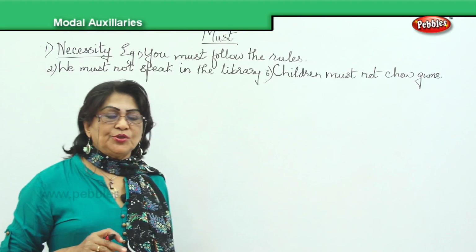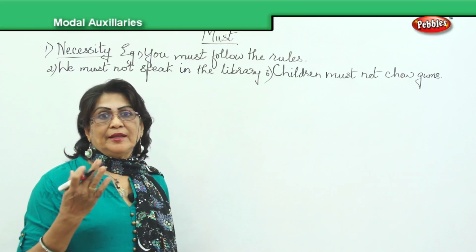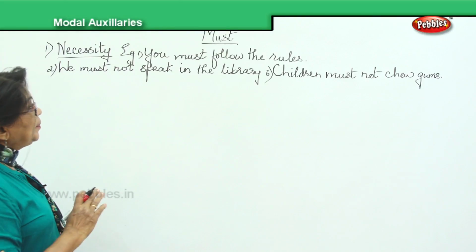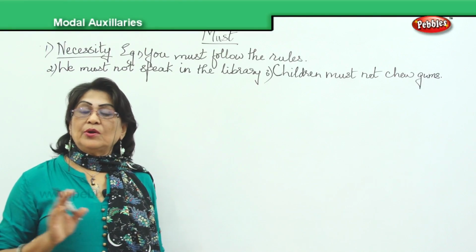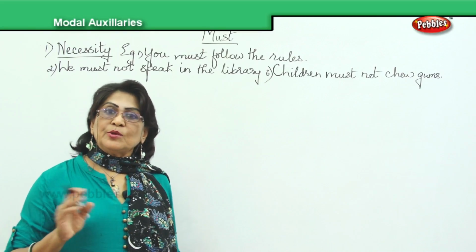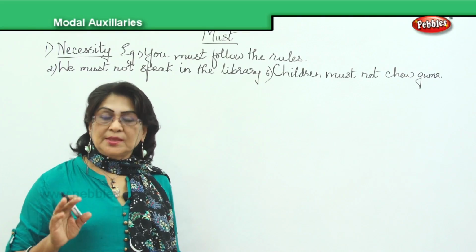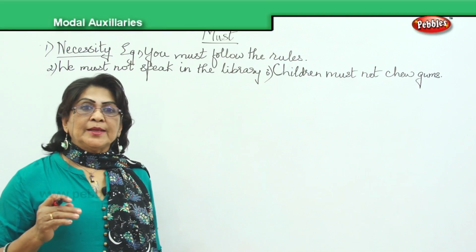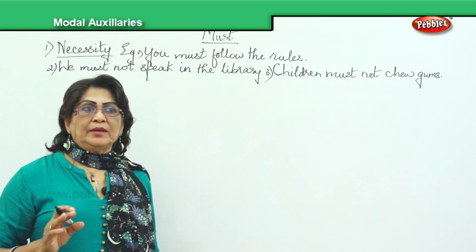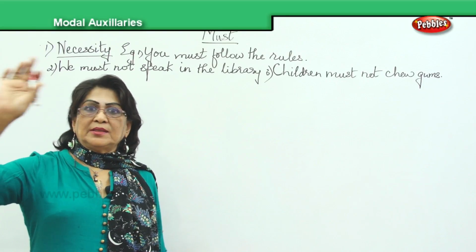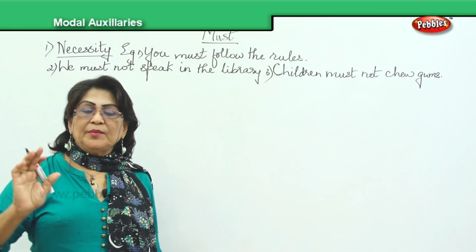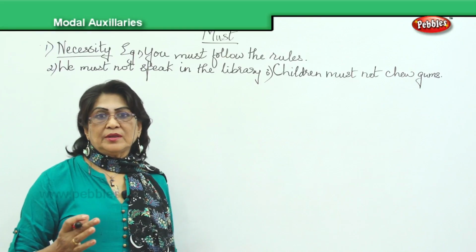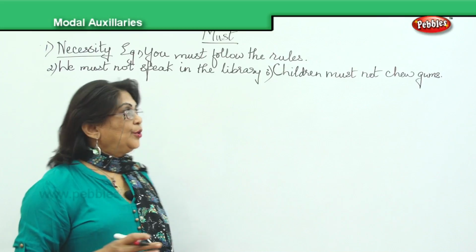Why should children not chew gums? Because it may get stuck in their throat and it may suffocate them. And library, we usually should not or must not. Should and must almost have the same uses, but still you have to learn the rules. Okay? So we must not speak in the library. They always put a board there. Silence, please. Because libraries are meant for people to come and read books, and we must not speak or we should not make any noise.